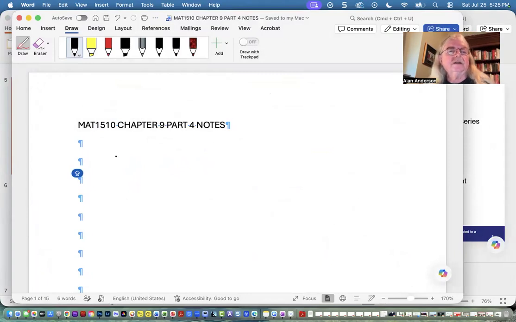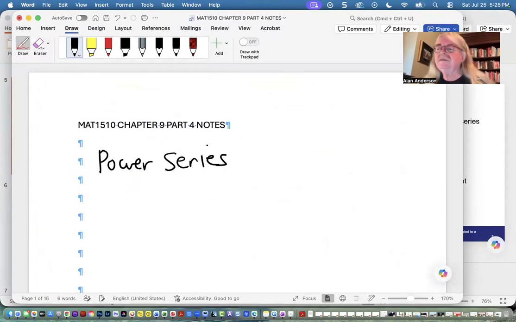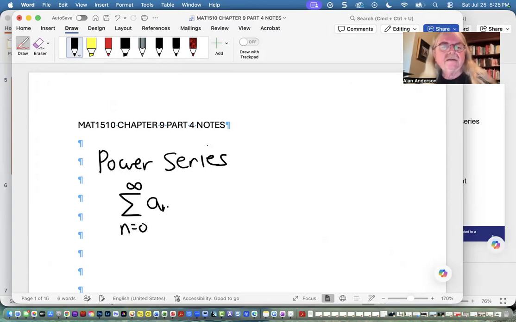So anyway, here we go. Power series. It can take one of two forms. It's a series, as the name suggests, which means we're adding up an infinite number of terms, starting with zero. And as long as it takes the form a_n x to the n power, it is considered to be a power series, where a_n is a constant.